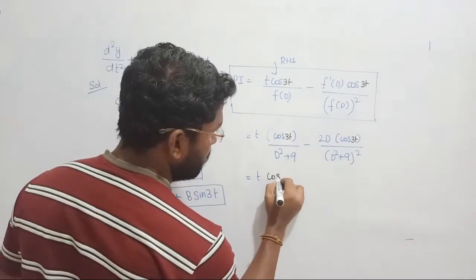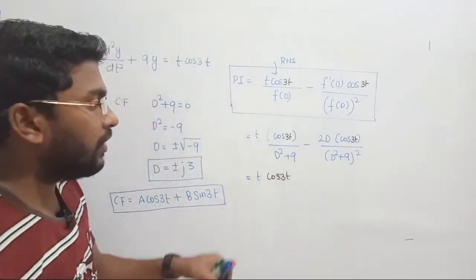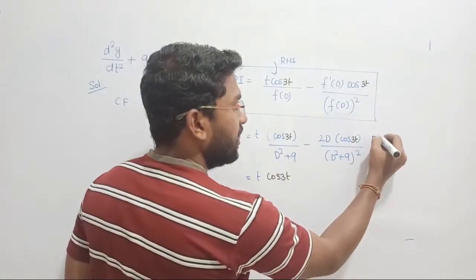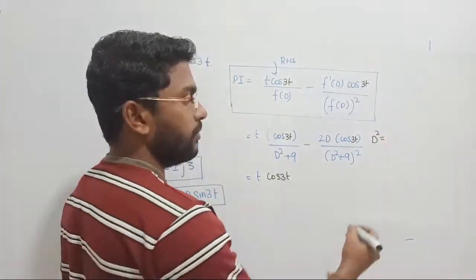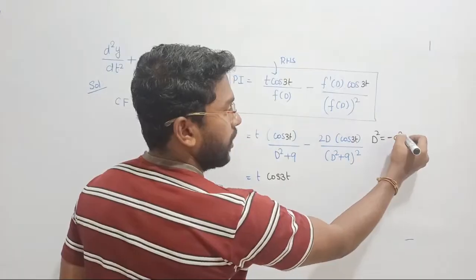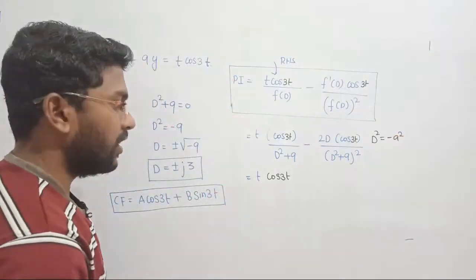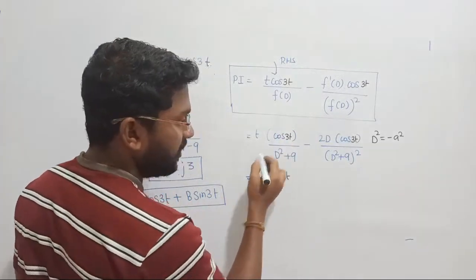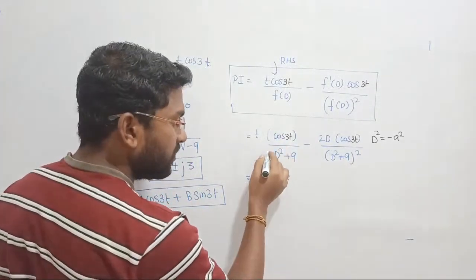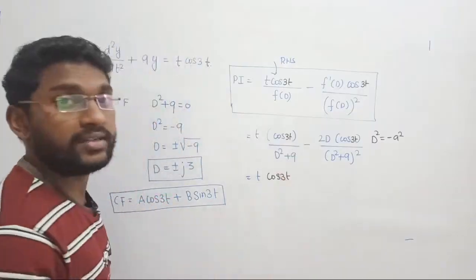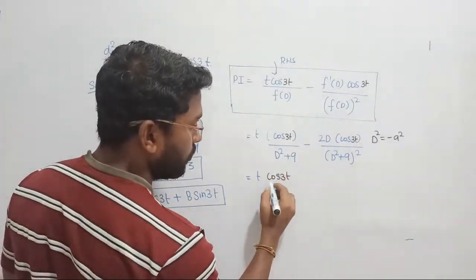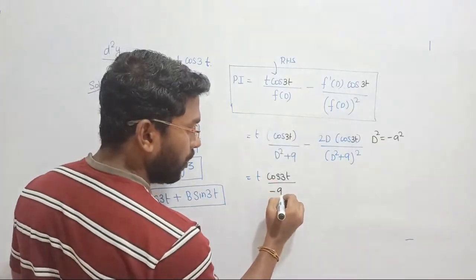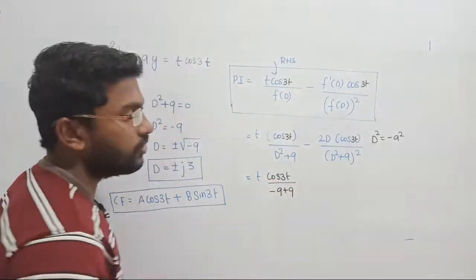So t into cos 3t. We all know whenever we have a cosine or sinusoidal function, d square will always be replaced by minus a square. Do you all agree with me? Now, what is the resultant conclusion here? If I replace this d square by minus a square, minus a square will give you 9, so minus 9 plus 9 is going to be 0.